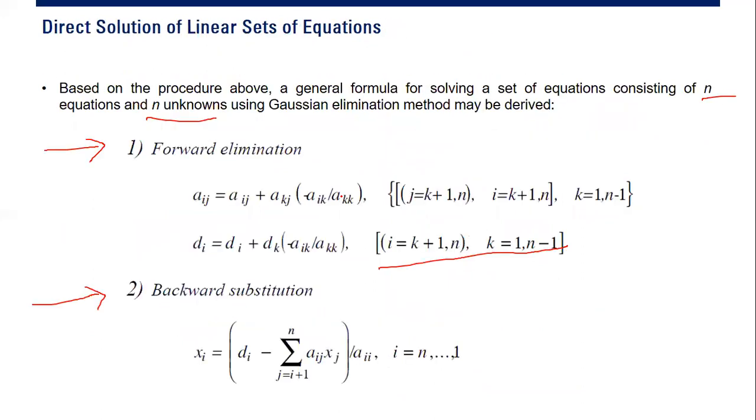So to find x using backward substitution, xi is di minus the summation from j equals i plus 1 to n of aij xj, all of them divided by aii, where i goes from n all the way to 1. Yeah, I know it's quite wordy, the index i or aij. It's quite difficult to talk about, but I hope you understand. That's the index i, j, k, and so on.